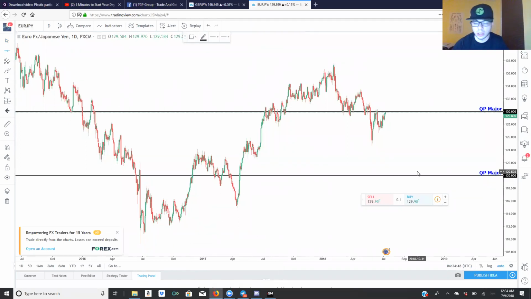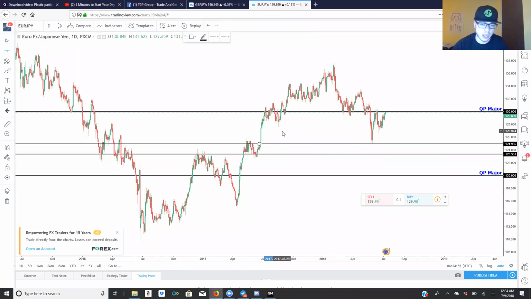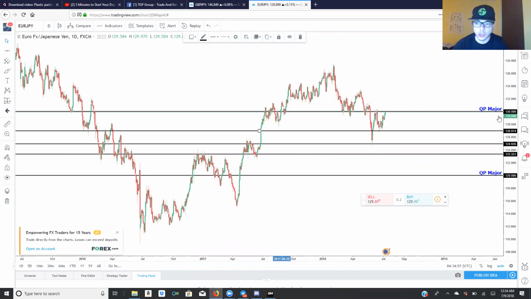So now what we're going to do is we're going to find the 3 minor points in between these majors. Okay, so we're just going to draw 3 lines real quick. Just put them at a random spot. Okay, now we're going to do 250 pips from this major area.